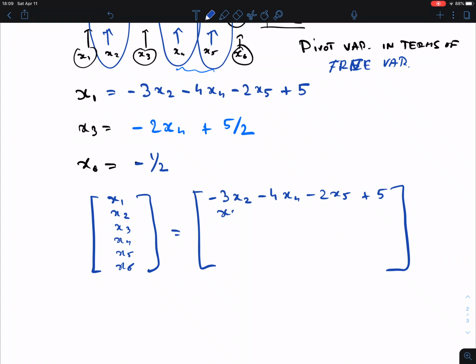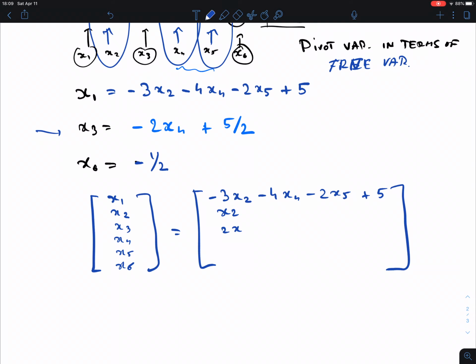x2 is just x2, right? There's nothing to it. x3, there's again a formula for that. That is minus 2 times x4 plus 5 halves. What about x4? Well, that's just x4. x5 is just x5. These are the blue variables, right? Oh, sorry, I'm not doing my color scheme all the time here. And then finally x6. x6, again, I have a formula that is minus a half.